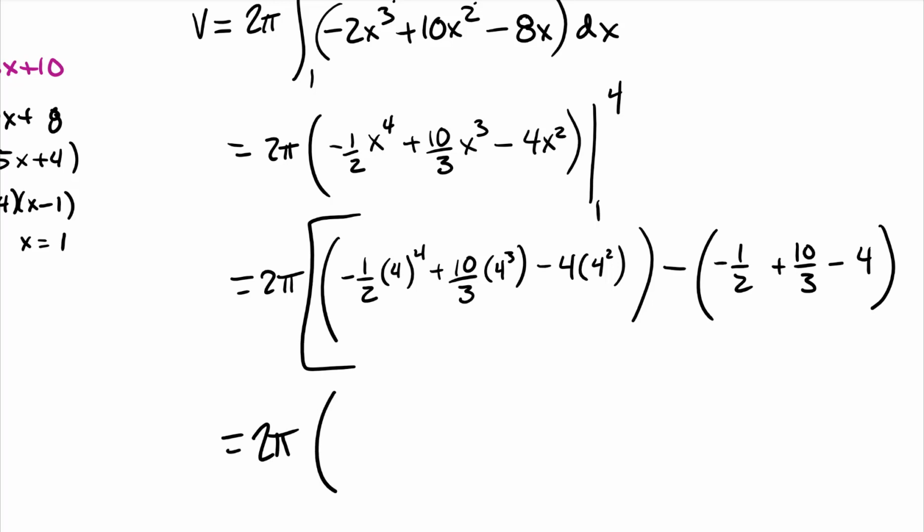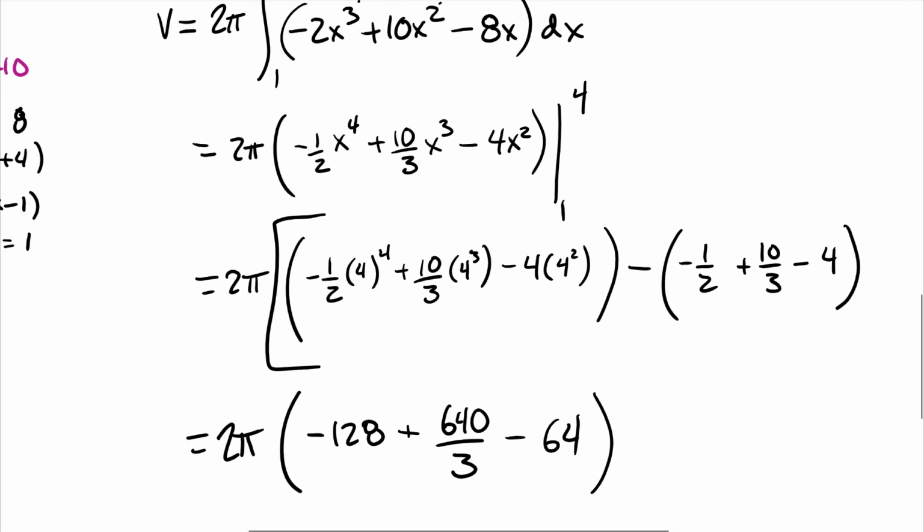All right, 2 pi. So what do we got? 4 to the 4th. 4 cubed is 64. 64 times 4 is 256. Half of 256 is negative 128. Now we have 4 cubed. That's 64. 64 times 10 is 640 all over 3. I don't like this problem. Minus, oh, geez, 64. Minus, and we got to put all this together. What is that? Let's just get it done. Oh, plus 10 over 3 minus 4.